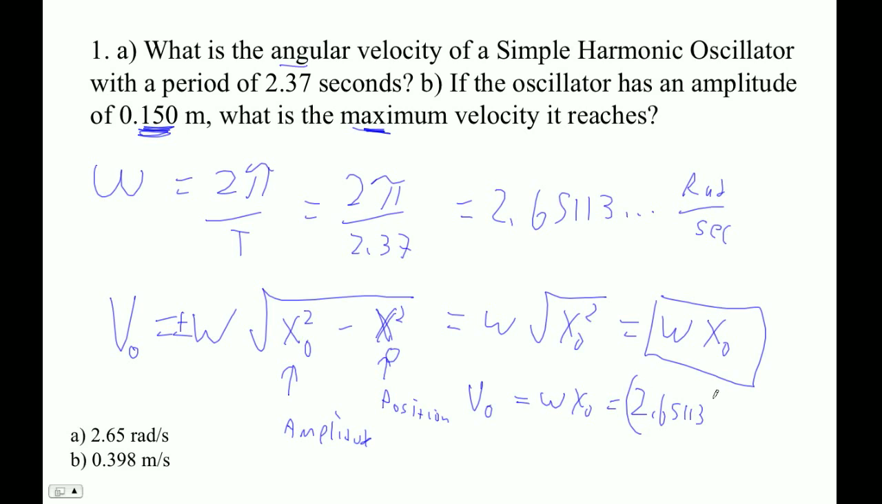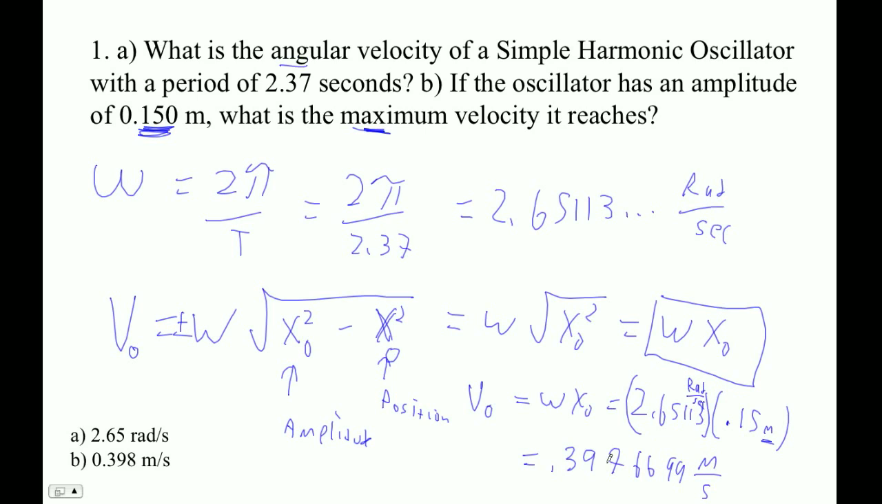2.65113, all of that, times 0.15. And that's radians per second, times 0.15 meters, right? So I'm going to go times 0.15, and I get 0.39766699, etc. And that's going to be meters per second because there's meters.